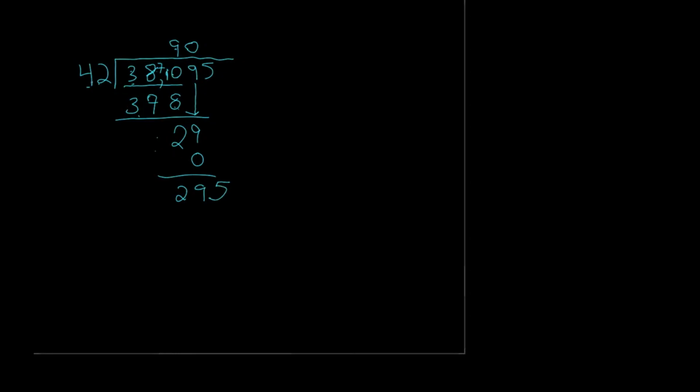Now, how many times does 42 go into 295? Well, 7 times 4 is 28. So it's going to be either 7 or 6, depending on if it's too big. So I'm going to try 7 and see what happens. 7 times 2 is 14. Carry my 1. 7 times 4 is 28, plus 1 is 29. Subtract. I have nothing more to pull down, so I have a remainder of 1.